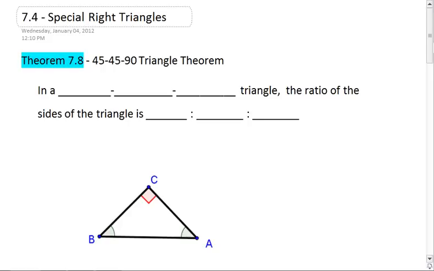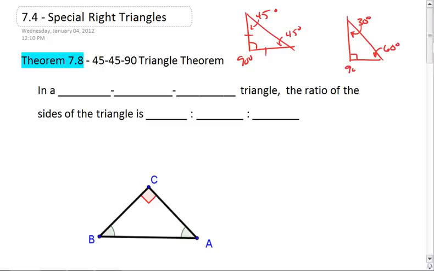Section 7.4, Special Right Triangles. In this section, we're going to look at two kinds of special right triangles. The first is our isosceles special right triangle, which means it has angles 45 degrees, 45 degrees, and 90 degrees. The second is the right triangle that has angles of 30 degrees, 60 degrees, and 90 degrees.